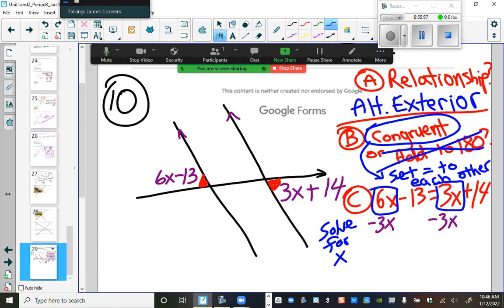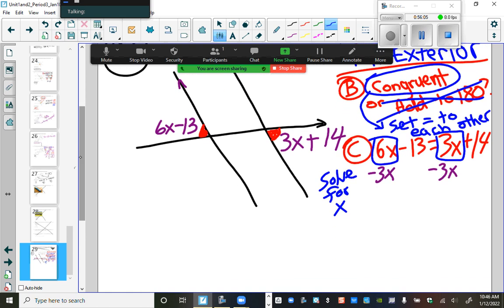So you solve for the x, yep. Here's your first step. All right, actually, we'll knock it out. So after that, what's 6x minus 3x? 3x. Minus 13 equals plus 13. Good. Next, what we're going to do is add 13 to both sides.